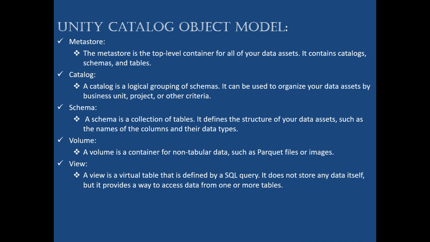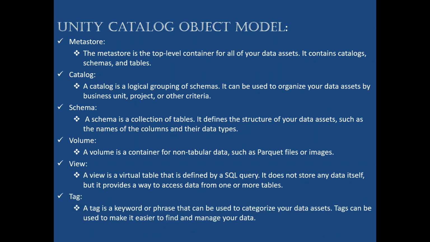What is a view? A view is a virtual table that is defined by a SQL query. It does not store any data itself, but it provides a way to access data from one or more tables. Next, a tag. A tag is a keyword or phrase that can be used to categorize your data assets. Tags can be used to make it easier to find and manage your data. We were talking about data discovery, so using tags, we can do that.